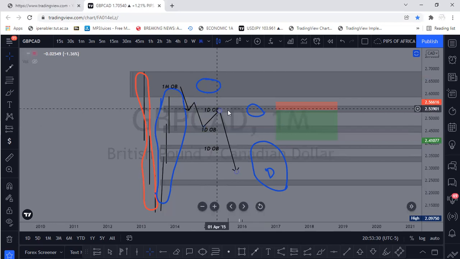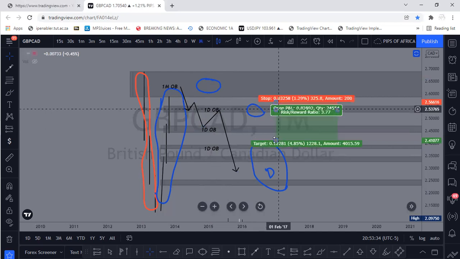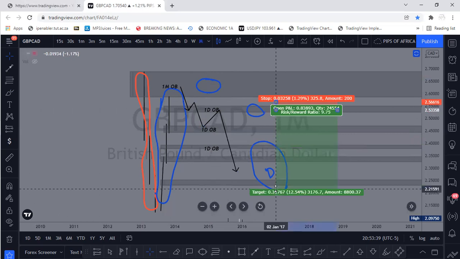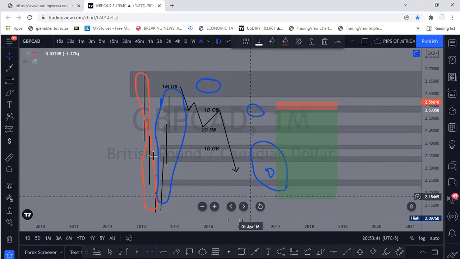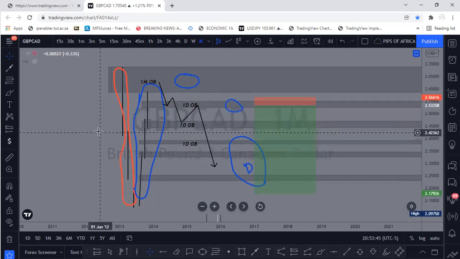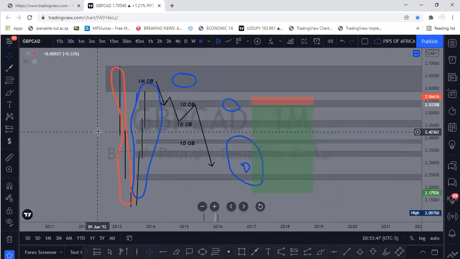Then you take a sell from that 1 day order block. As you can see my setup here, you can take that sell and then you put it right down there. Simple as that, simple stuff. You don't have to complicate things. There is a relationship between higher time frame and smaller time frames.